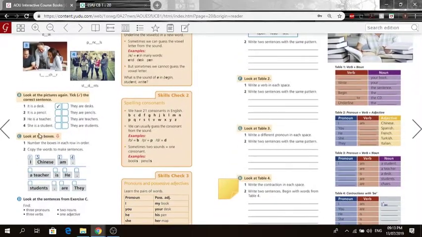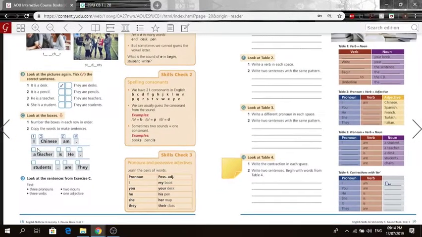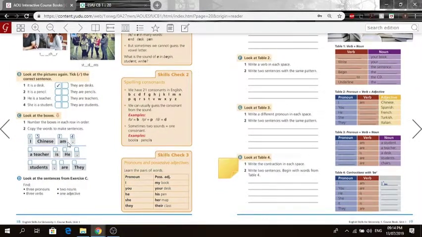Okay, moving on to now exercise C. Look at the boxes. Number the boxes in each row in order and copy the words to make sentences. Okay, so I Chinese am full stop. A teacher is he full stop. Students full stop are and they. Okay, so basically what they want us to do is, these are scrambled sentences and they want us to put it back to its original form, okay?